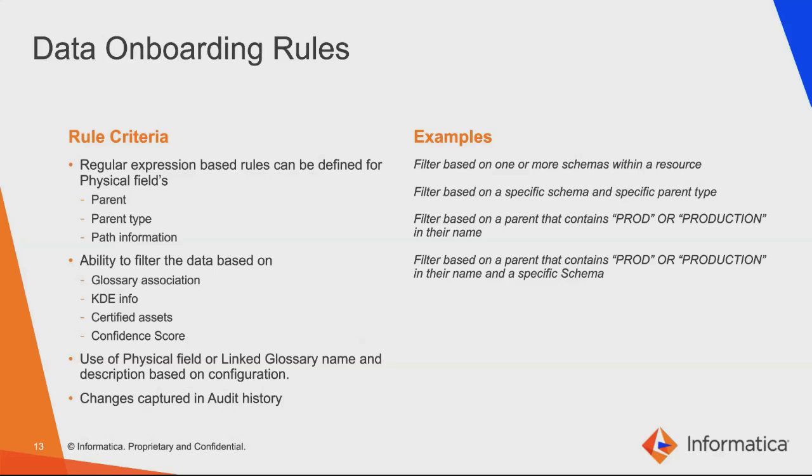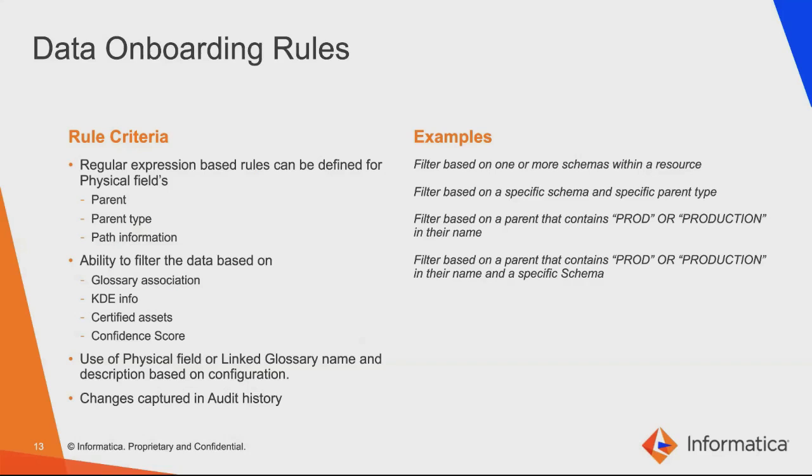Additionally, you can also apply filters such as: only bring in the attributes of the fields which are physical, which have glossary associations. Bring in only assets which are key data elements. Bring in only certified assets. Bring in anything that has a confidence score of 95% and higher. So again, these are additional criteria that you can apply over and above the regular expression-based rules that you have provided. We are also allowing you to use either the physical name and field name, which is your technical name and description, or the glossary name and description as part of the attribute creation in Axon as well.